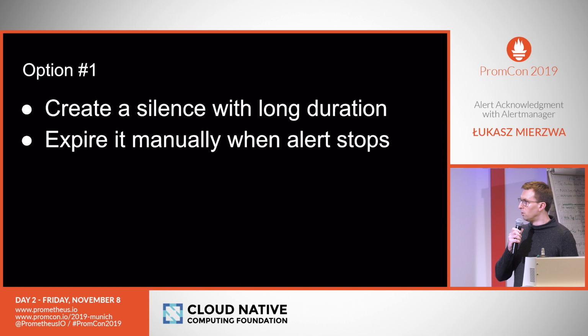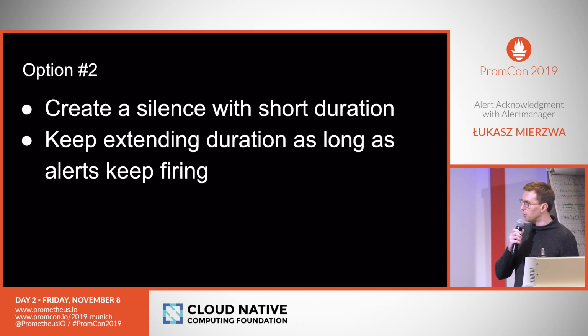The first one was to create a silence with a very long duration, and then once the silence doesn't match any alerts, expire that silence. This option seemed a little bit more tricky to implement, because if you have a very long running silence, then you need to keep some tiny little state to know when the silence doesn't match any alerts. The other option was to create a silence with a very short duration and then keep extending it as long as you find alerts firing for it.